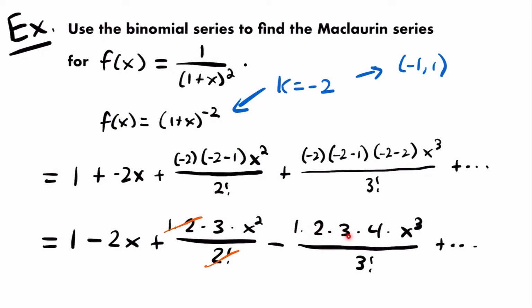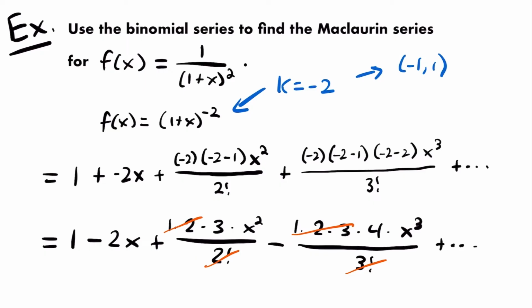And so 1 times 2 times 3 is the same as 3 factorial, and so that's going to cancel out. And this is going to occur in every single term. If we were to look at the next term, in our numerator, we would have 1 times 2 times 3 times 4 times 5, and in the denominator, we would have 4 factorial, and 1 times 2 times 3 times 4 would cancel out with that 4 factorial and just leave us with 5 times x to the 4th power. All right, so that would be our next term.